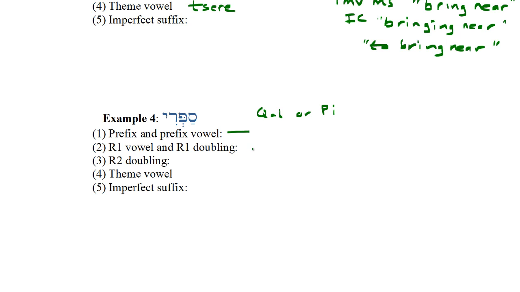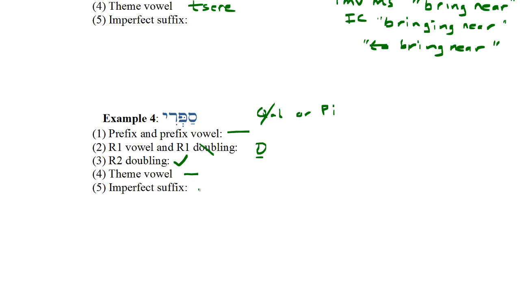The R1 vowel is a patach underneath the samach. There is no R1 doubling. The prefix vowel of patach eliminates the kal. Looking at piel and R2 doubling, we do have R2 doubling, so that confirms piel. In this case, the theme vowel is a vocal schwa because of the ending, and so we're not told a lot about the theme vowel here.